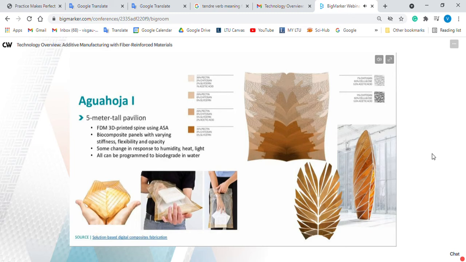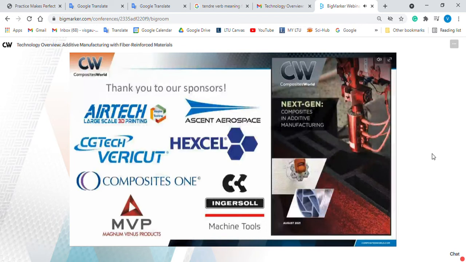And that is a thing in architecture now. We want structures that can help us as we move into hotter temperatures and help condition buildings without a lot of energy. And then all of these can be programmed to biodegrade in water. At the bottom, you see some examples of packaging that they made with this kind of technology. These are biodegradable and sustainable. And that is the end of my presentation.